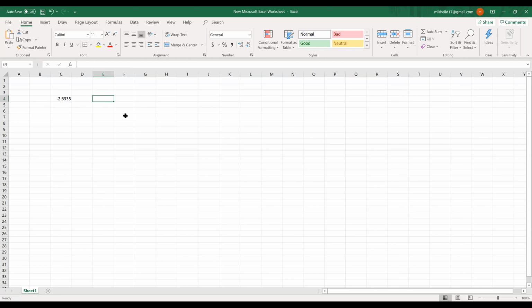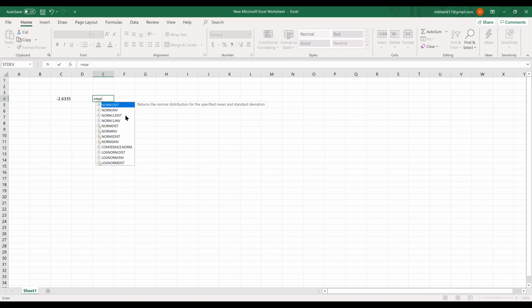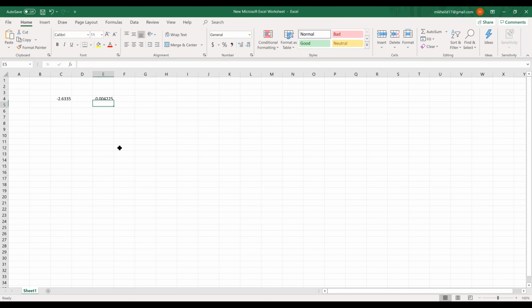So okay, good. So then equals, as I remember, it is NORM.DIST. Our x is -2.6335. It is standardized, so we have mean equal to 0, standard deviation is 1. We are looking for the cumulative in this case, and then we will write TRUE, or TRUE is also denoted by 1, and that's the probability. But is that the p-value?